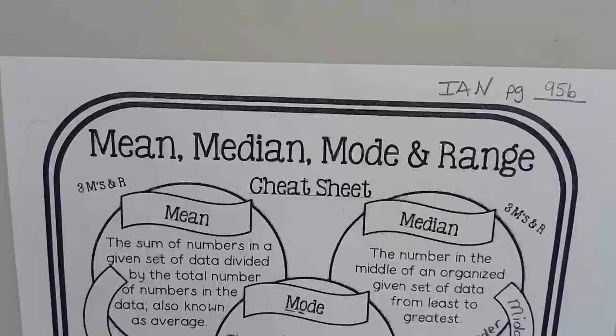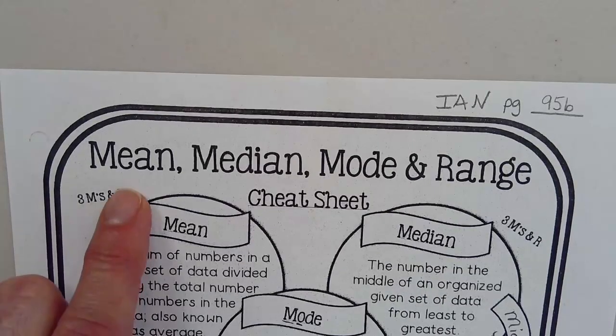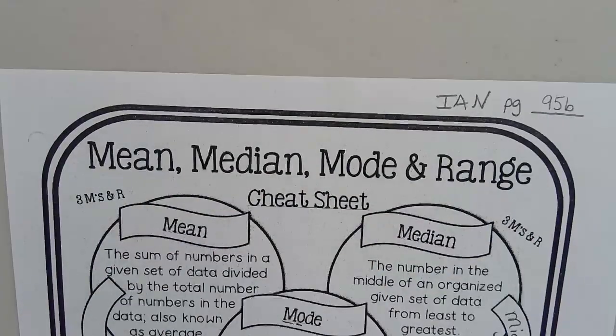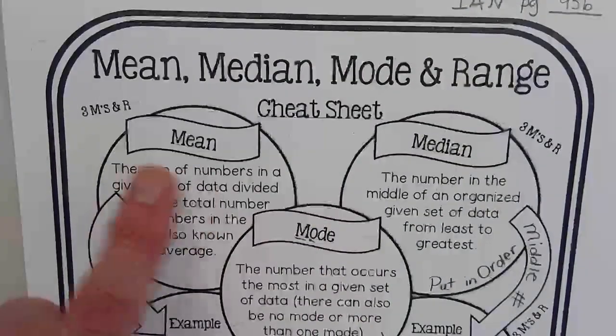All right, so set this to the side, and now we're going to look at what should be reviewed, but you all acted like you didn't know what I was talking about. Mean, median, mode, and range. Do you remember? Raise your hand if you remember last year talking about mean, median, mode, and range. Fair share? No? Okay. All right, well, let's look and see.